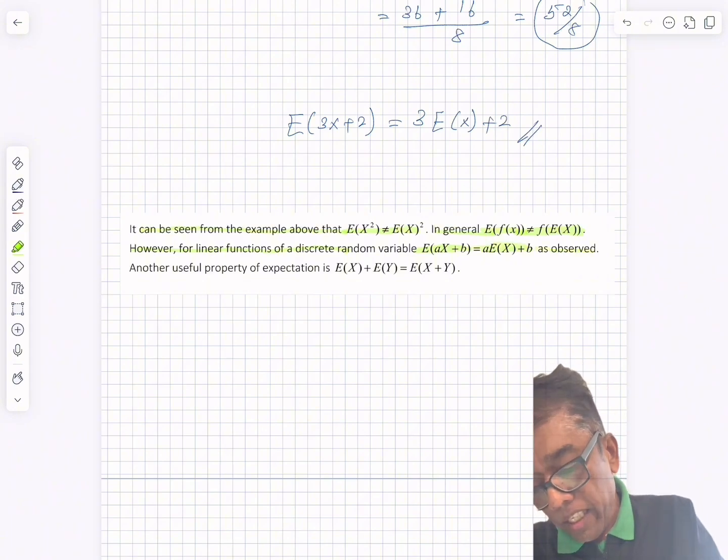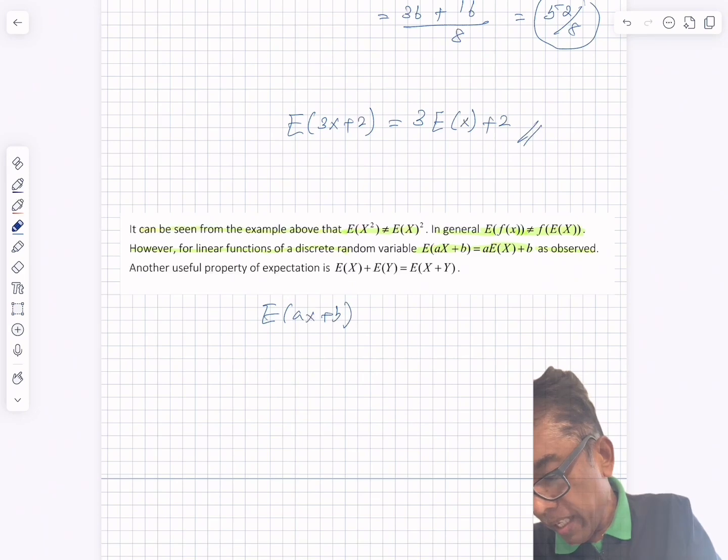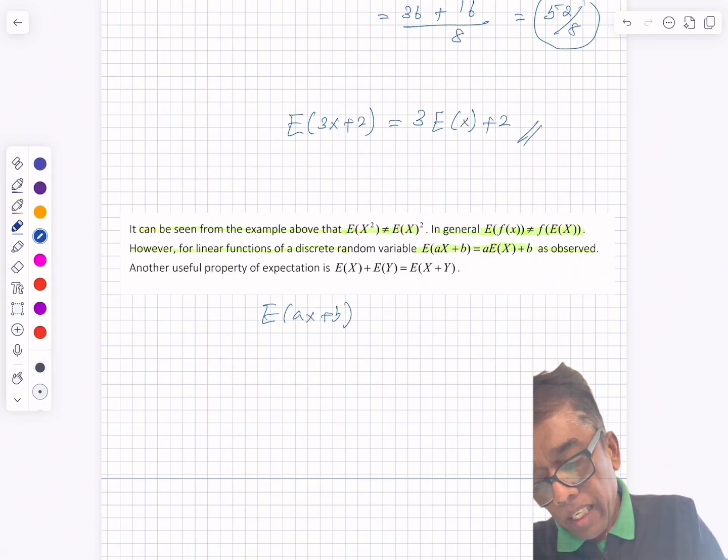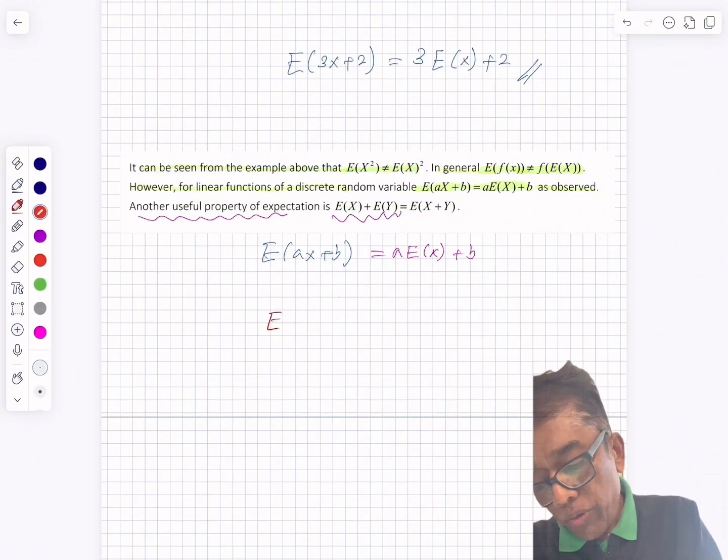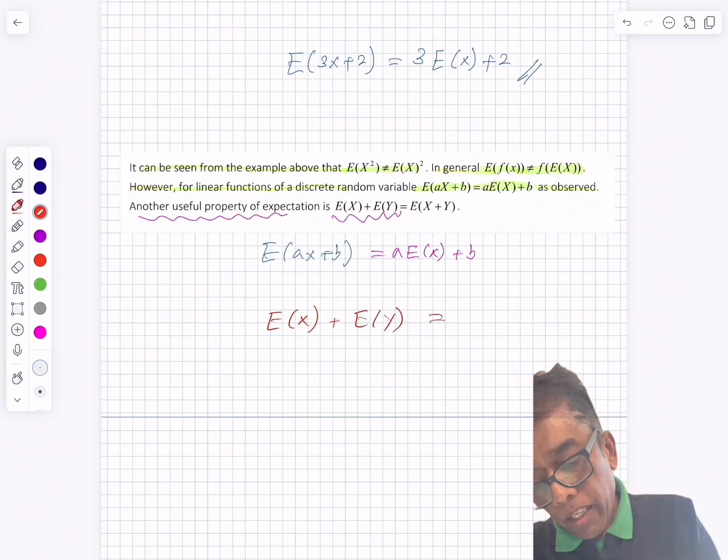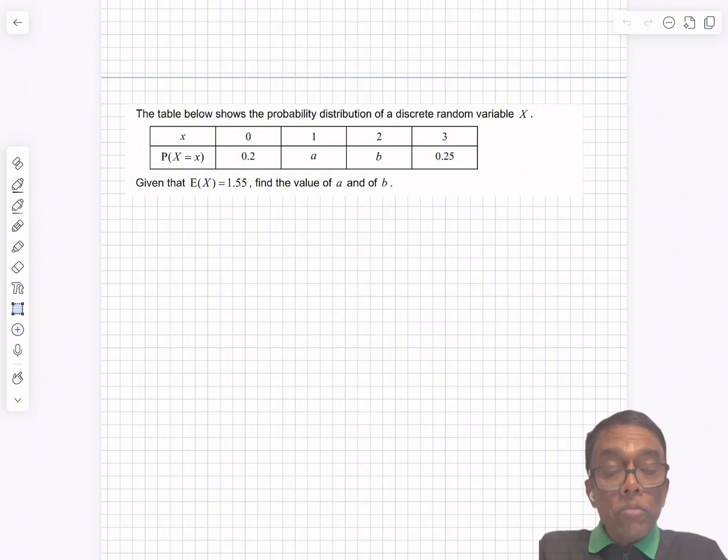That means E of aX plus b can be written as a times EX plus b. Similarly, another useful property is that E of X plus E of Y can be written as E of X plus Y. Let's discuss some examples.